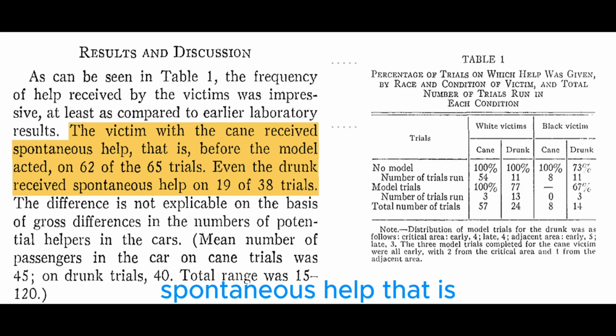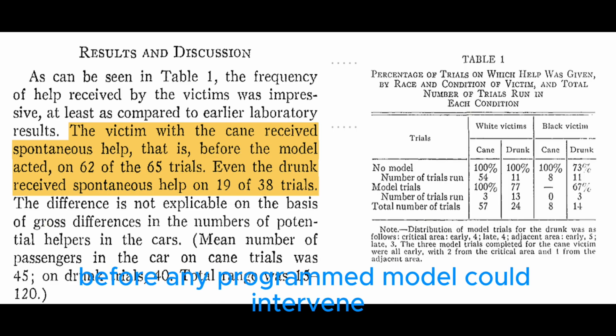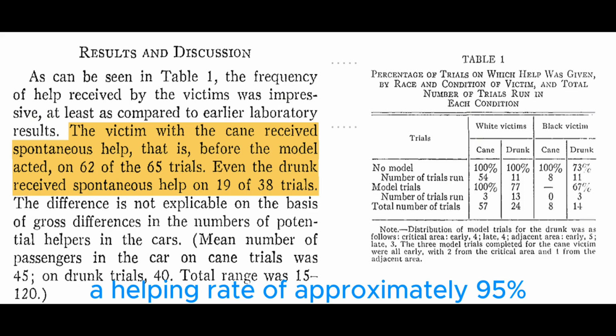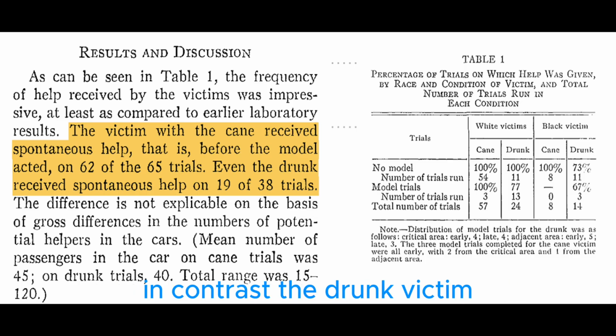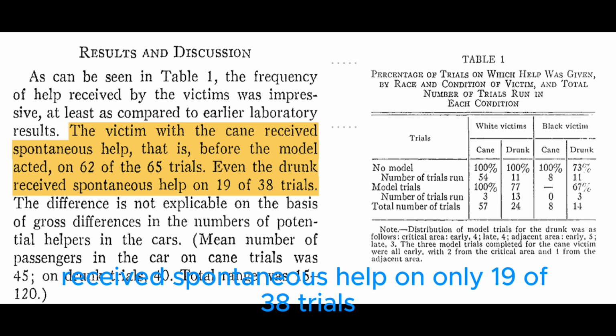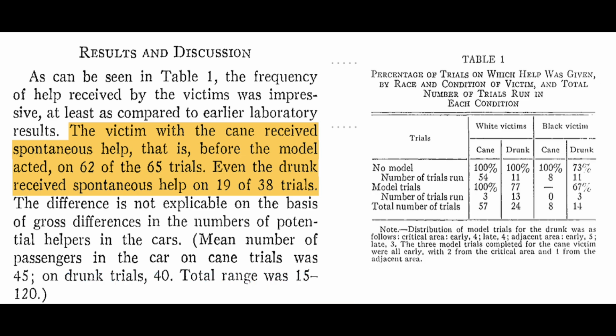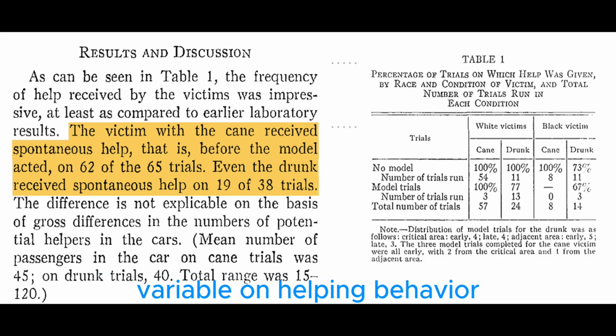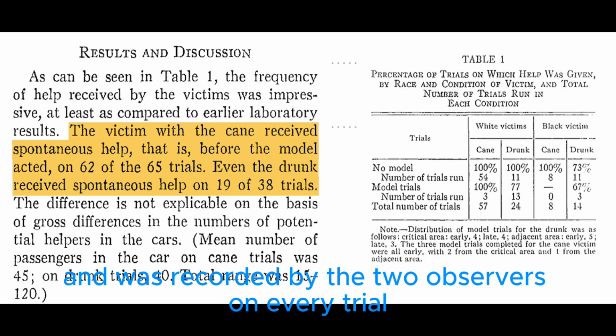Spontaneous help, that is before any programmed model could intervene, occurred on 62 of the 65 cane trials, a helping rate of approximately 95%. In contrast, the drunk victim received spontaneous help on only 19 of 38 trials. This quantitative data clearly shows the powerful effect of the type of victim variable on helping behavior and was recorded by the 2 observers on every trial.